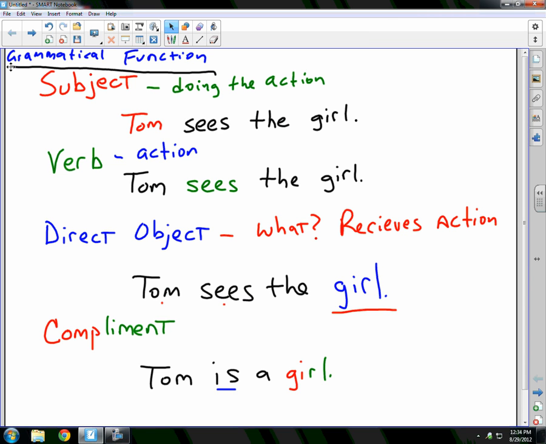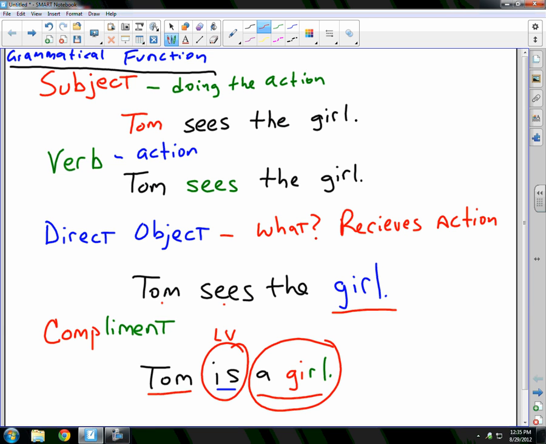A complement is slightly different. You're going to see complements when you're dealing with be verbs. You're going to get the subject Tom, and then on the other side of this linking verb, you're going to get what Tom is. It can be an adjective, or in this case, a noun. We have two explanations for that. We have a predicate adjective, which would be Tom is funny, for example, or we have a predicate nominative, and that's what we have right here, a predicate nominative, which is a noun describing Tom.